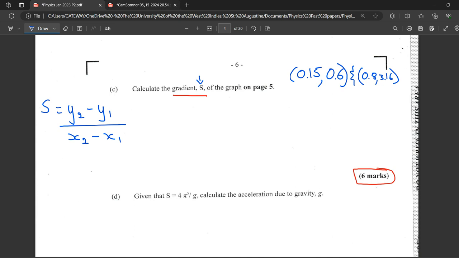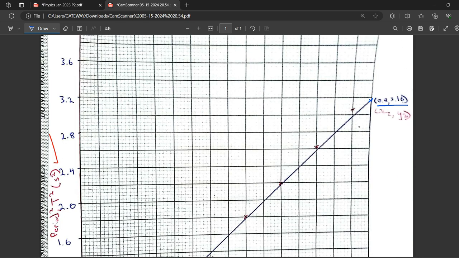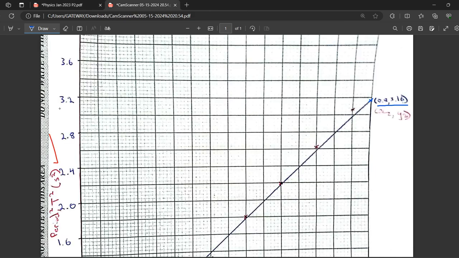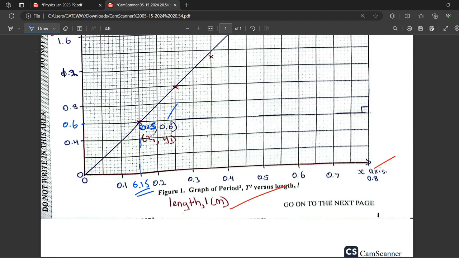Notice something. This is to calculate the gradient on a different page, right? So you want to make sure that the value that you're pulling off from your graph is exactly what you're writing on this new page. You don't want to make an error in writing a wrong point here. You're going to throw off your gradient value.